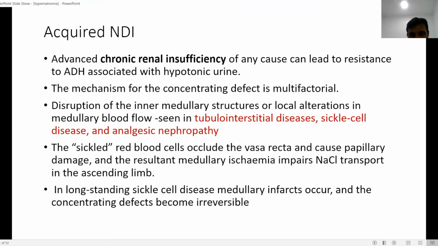What the sickle red cells do is occlude the vasa recta and cause papillary damage. The resultant medullary ischemia impairs the sodium chloride transport in the ascending limb. In long-standing sickle cell disease, medullary infarcts occur. The concentrating defects become irreversible.